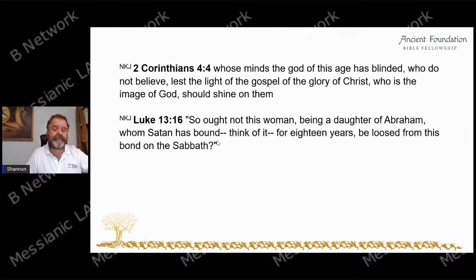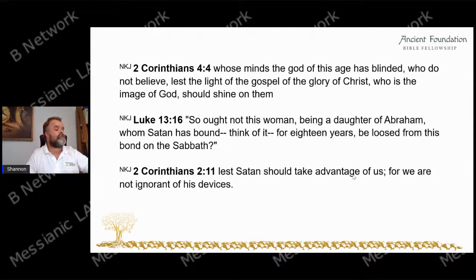Satan, the devil, has devices. In 2 Corinthians 2:11, lest Satan should take advantage of us, for we are not ignorant of his devices. Are you ignorant of his devices? So he has devices. He has things that he uses to cause you to be entrapped and snared, to take you away from Yahweh. Satan is also used to try one's faith.